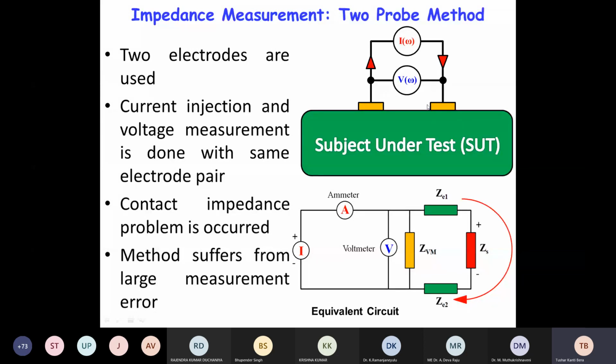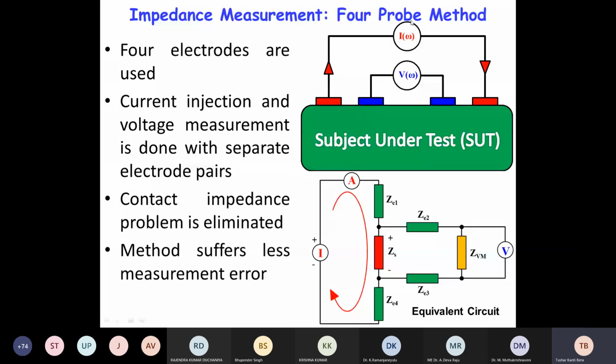So this type of method suffers from the contact impedance problem, because the current flows through these electrodes, and the contact impedance also comes into the circuit of voltage measurement. So the device voltage will also be added with the contact impedance drop. In the case of the 4 electrode method, that contact impedance problem is avoided.